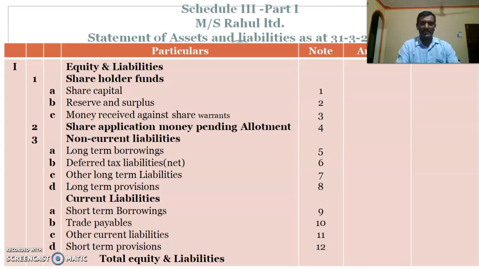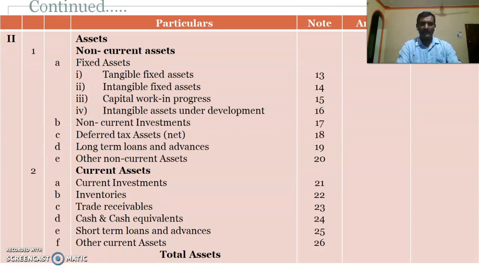In equity and liabilities, we have four sub-components. One is shareholders funds, second share application money pending allotment, then non-current liabilities, and fourth current liabilities. Likewise in assets, we have two components: non-current assets and current assets. So this is the pro forma for statement of assets and liabilities, and based on this pro forma we have to prepare the notes to statement of assets and liabilities.